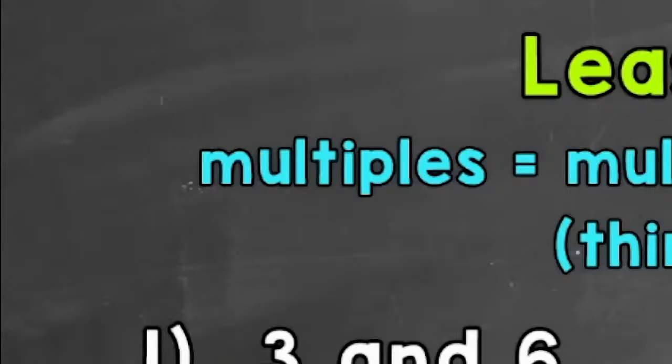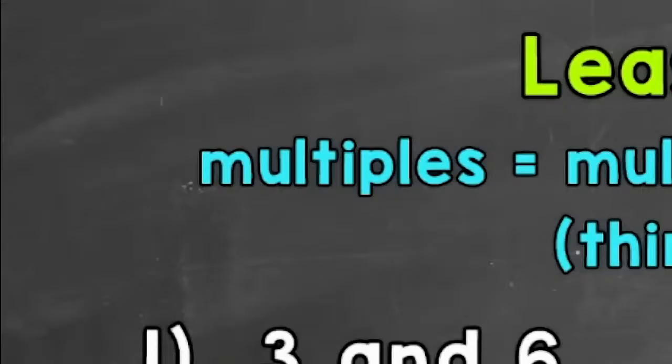So let's jump into number 1, where we have 3 and 6. Let's start with some multiples of 3. Remember, think multiply or skip count. Let's write the first 5 multiples of 3. 3 times 1 is 3. 3 times 2 is 6. 3 times 3 is 9. 3 times 4 is 12. 3 times 5 is 15. I'll stop there, and then we'll write some multiples of 6 and see if we have any in common.